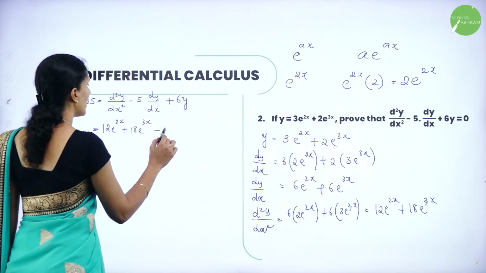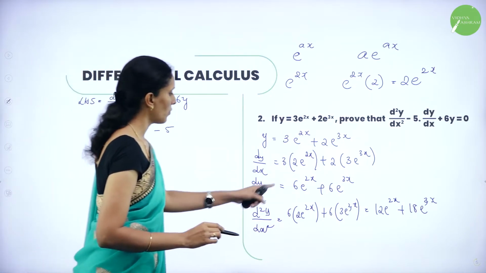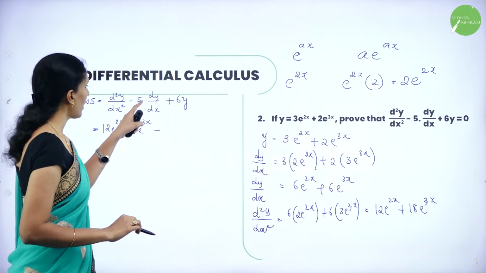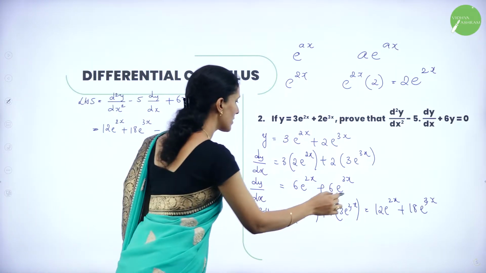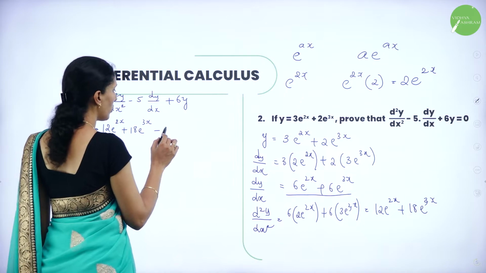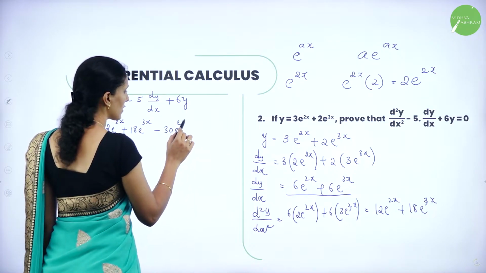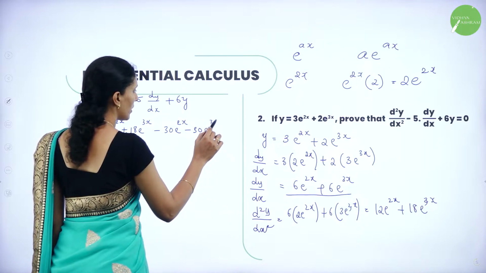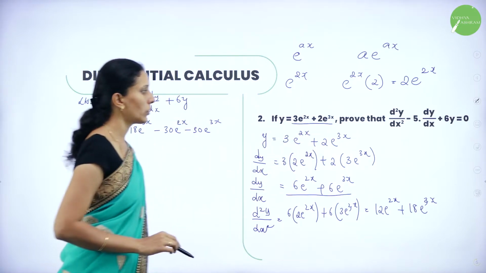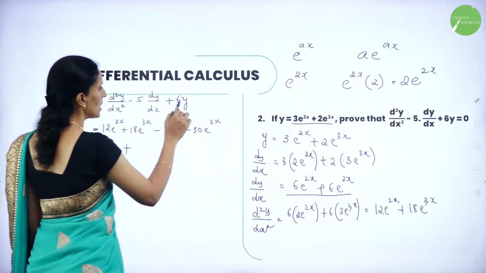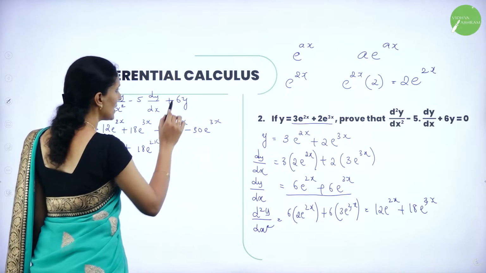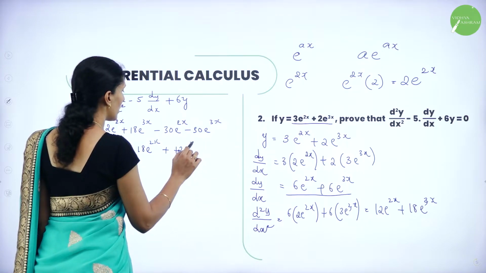Next we have minus 5 dy/dx. dy/dx is 6e^(2x) plus 6e^(3x). Multiply with 5 outside, so you will get minus 30e^(2x) minus 30e^(3x), plus 6 into y. Y we have 3e^(2x) plus 2e^(3x). Multiply with 6. 6 3s are 18e^(2x). Next we have plus 6 2s are 12e^(3x).